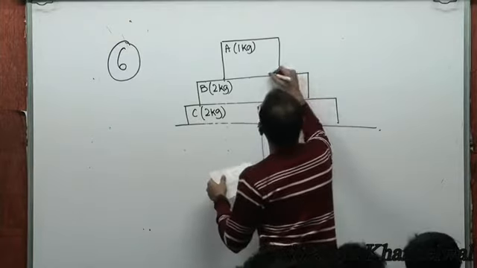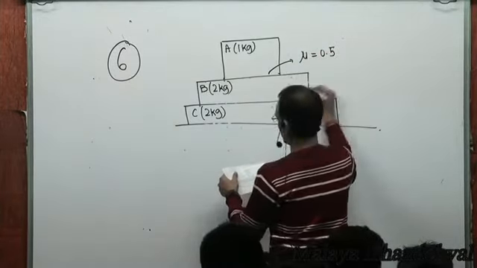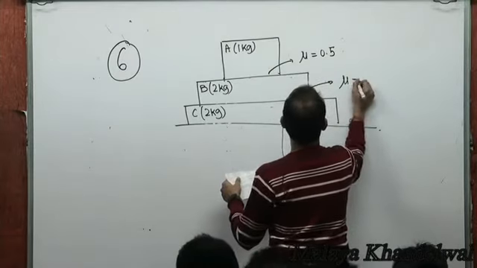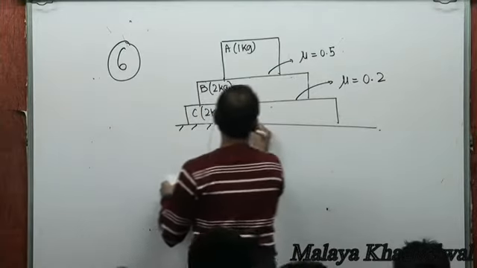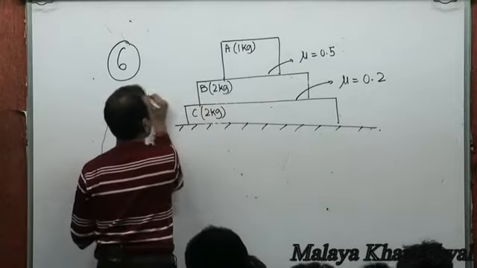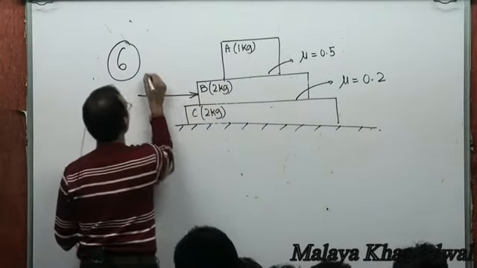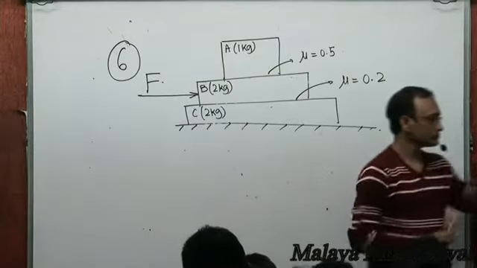Mu between A and B is given to be 0.5. Mu between B and C is given to be 0.2. And this is a smooth surface. And a force F is applied on the block B, the middle block. Let's analyze this system. Okay.